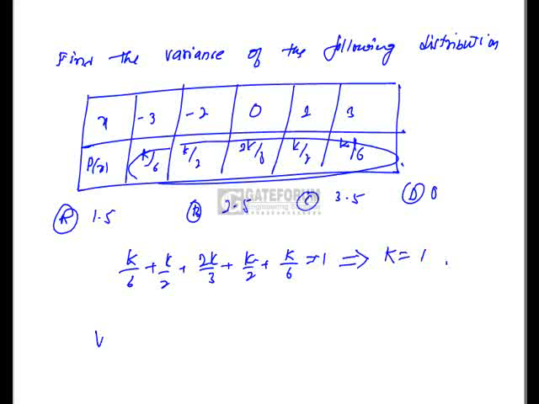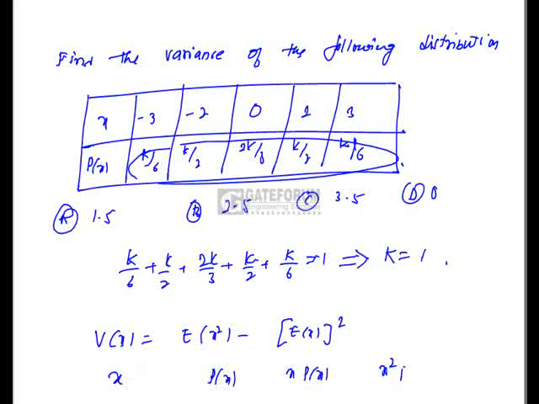Now we know the formula of variance: V of x is nothing but E of x square minus E of x, which is the mean, whole square. Now in order to find the variance, first we have to find E of x square as well as E of x whole square. To find that, let us make a table of x, then p of x, x into p of x, and x square into p of x.